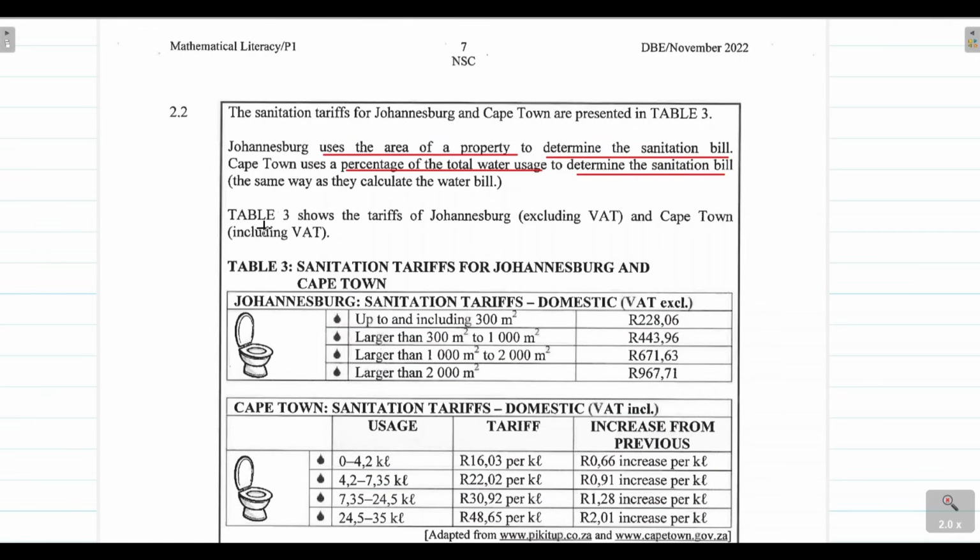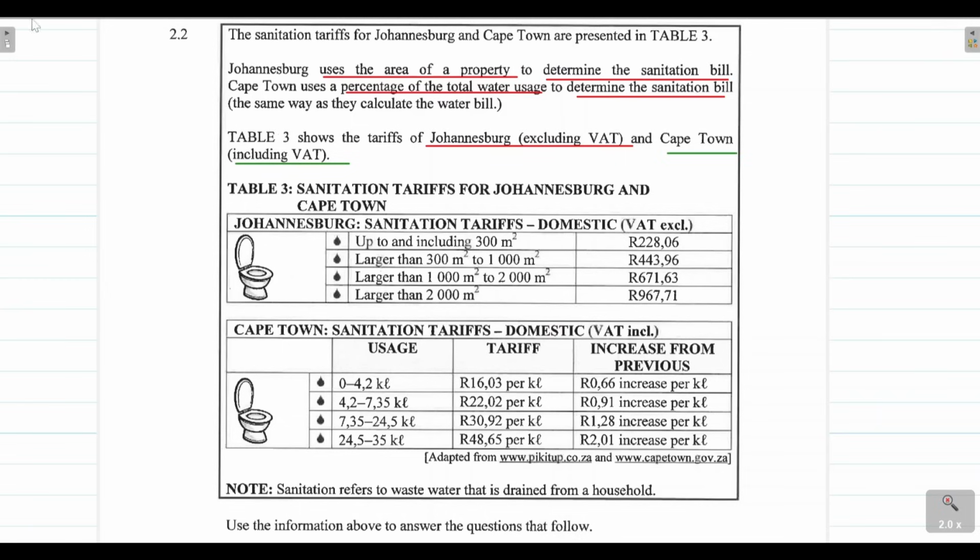Okay, so we are told that this is the same way as they calculate the water bill. So table 3 shows the tariff of Johannesburg excluding VAT. So you know, guys, if they say excluding VAT, it means that VAT has been excluded. It hasn't been put in yet. And we are given also the tariffs of Cape Town. And for Cape Town, it includes VAT. Okay, so this is very important. So let's have a look at table 3. So table 3 shows the sanitation tariffs for Johannesburg and Cape Town, guys.